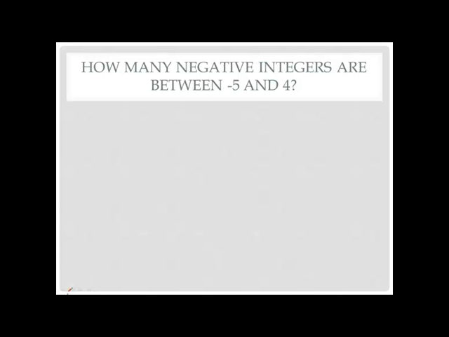How many negative integers are between negative 5 and positive 4? Keyword, negative integers. Let's look at this. We have negative 5, negative 4, negative 3, negative 2, negative 1, 0, 1, 2, 3, 4. It didn't say how many integers, it said how many negative integers are between. So that means we're not including negative 5. So my negative integers that are between negative 5 and 4 would be negative 4, negative 3, negative 2, negative 1.